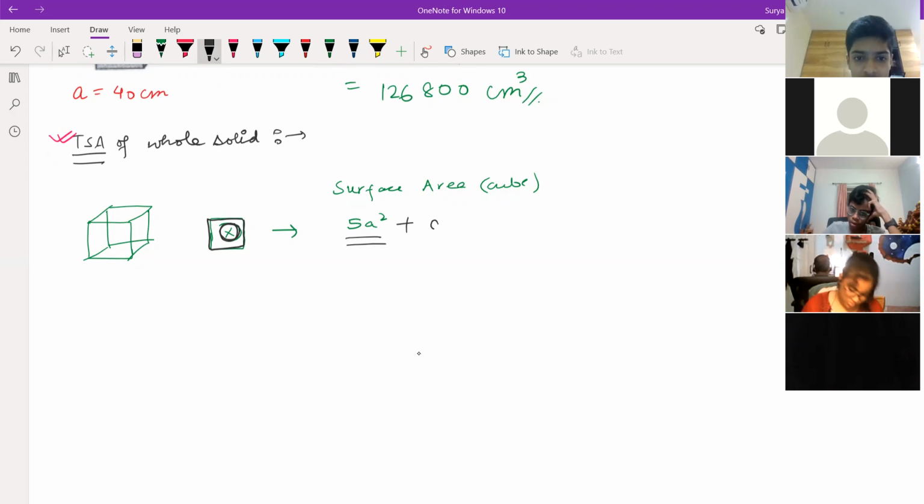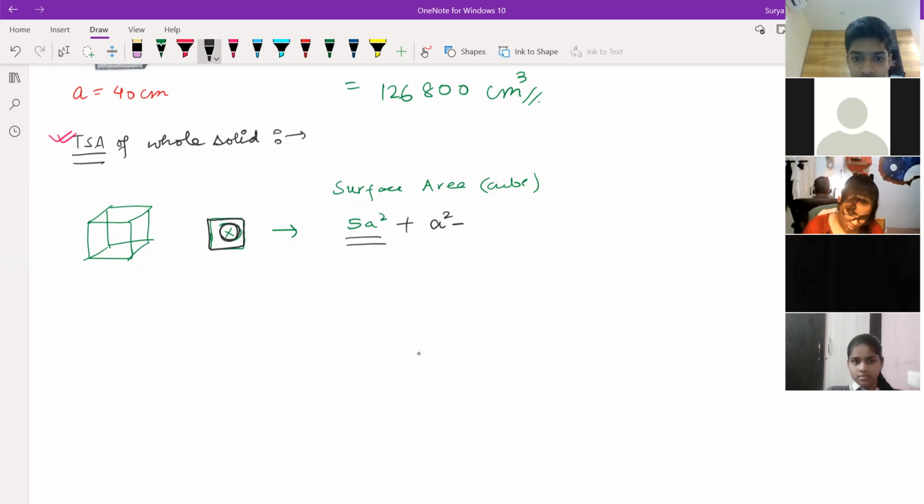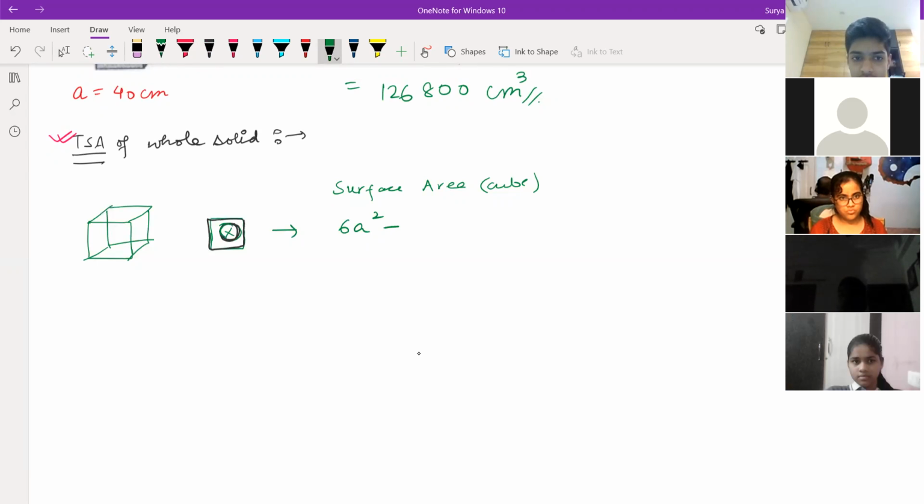The area is nothing but a square minus, you should write what? Or you can write here completely 6a square. Here 6a square minus what you should do? This circle part, which I'm coloring right now, that you should remove from it, right? So how to remove? Pi r square. Is it clear?